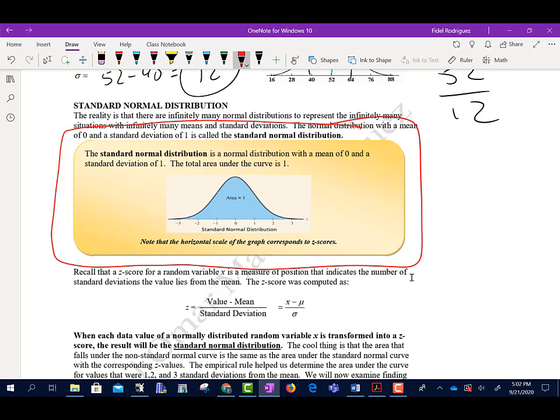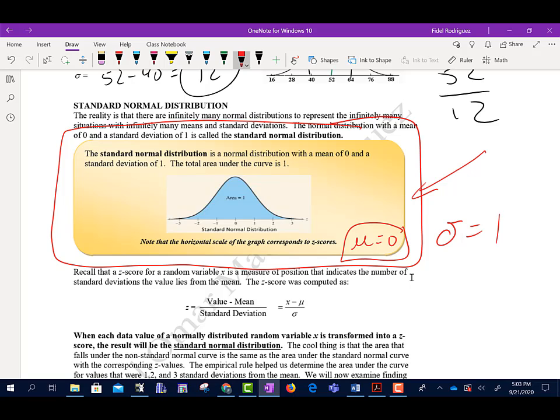Let's take a look here. It says the total area under the curve is equal to 1. Now it says note that the horizontal scale corresponds to z-scores. So what we're going to do is think of everything in a standard normal distribution where the mean is going to be 0 and my standard deviation is going to be 1.